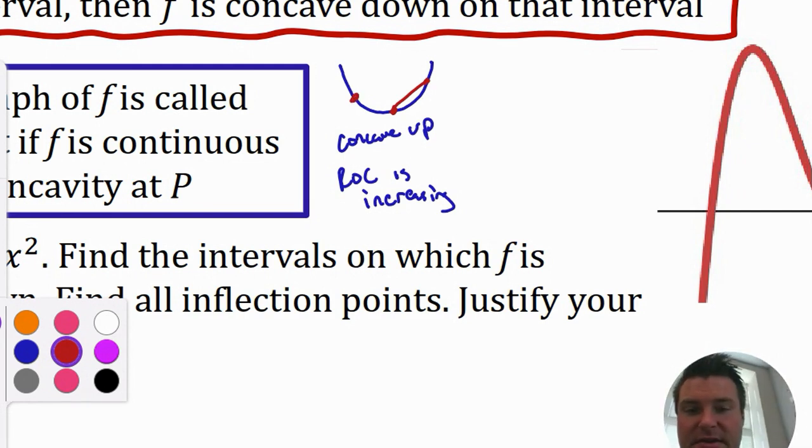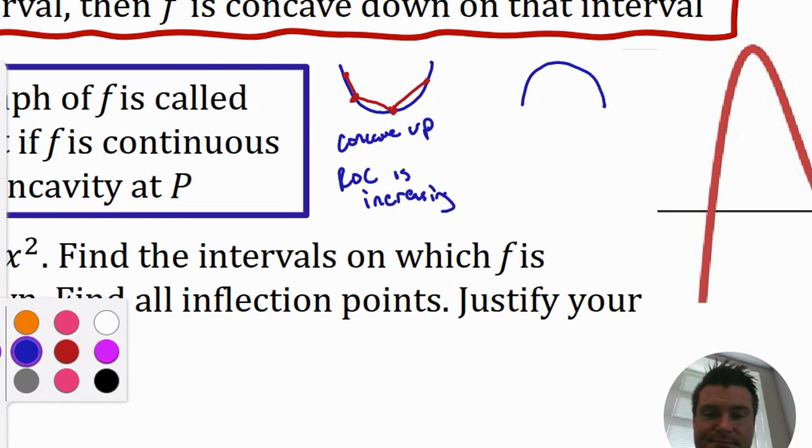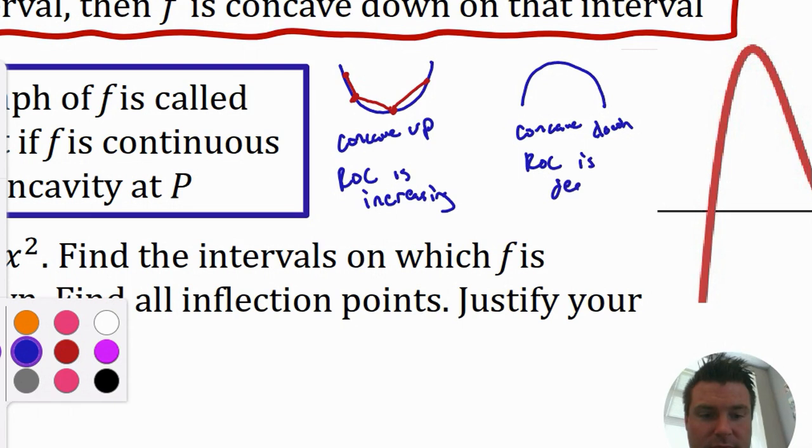So again, any 2 points here, secant line, all these secant lines I'm drawing are above the graph, so we're going to be concave up. Likewise, something that's concave down looks like a frown. So this is concave down. All right, that means the ROC is decreasing. So our rate of change as we go is getting smaller and smaller and smaller.